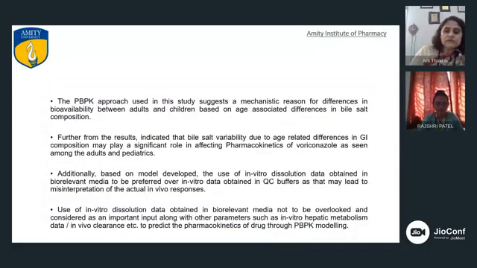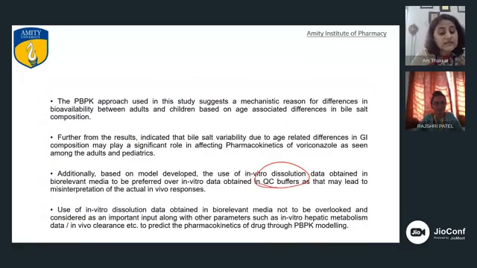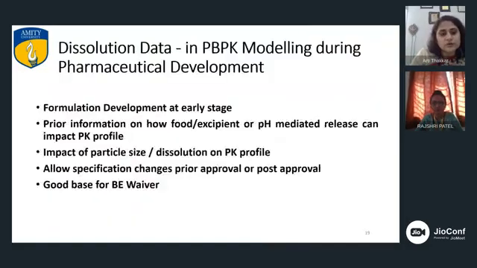So basically with this work, we could say that QC buffer can give you a misinterpretation of the results. Rather, you should use biorelevant media, and more or less many discovery companies do that. It's not new, they use it. But what we were saying is that using even that data, if you incorporate it into PBPK or develop that model, it would give you advanced or better information about your formulation also.